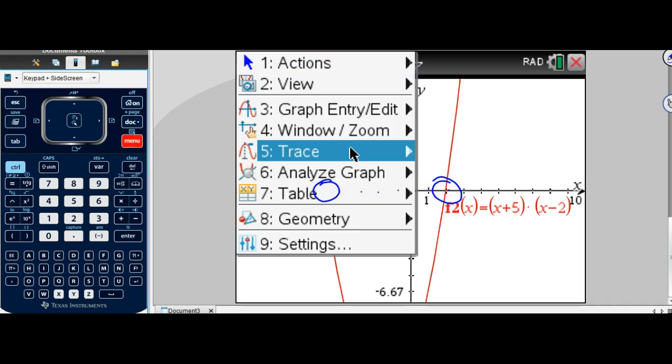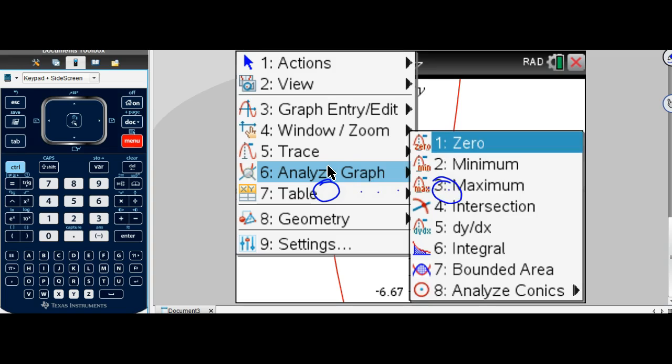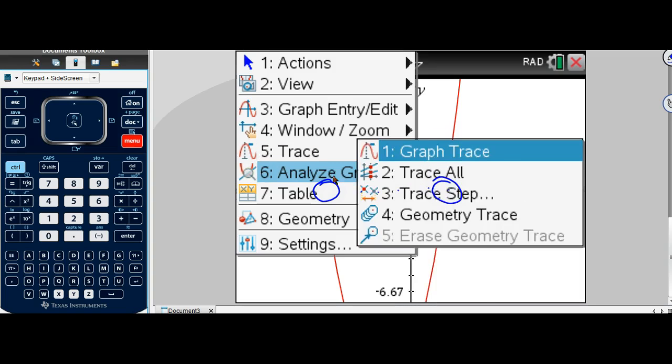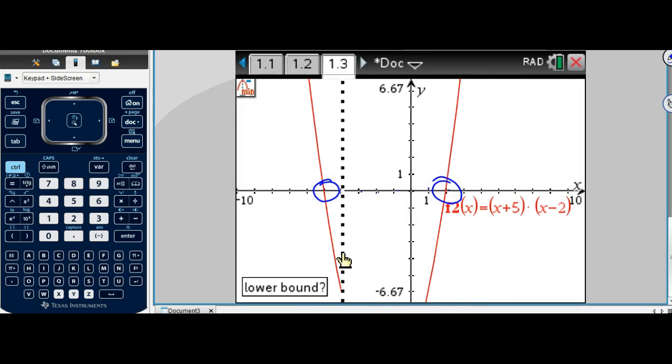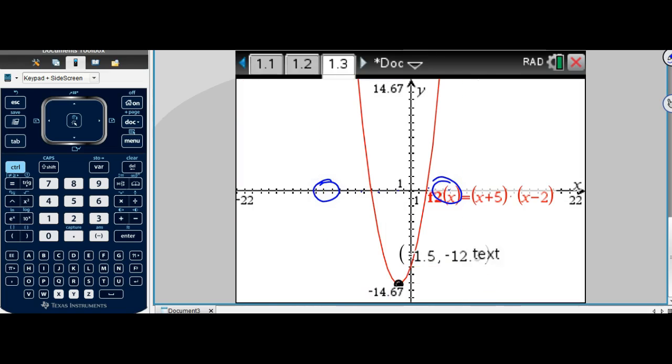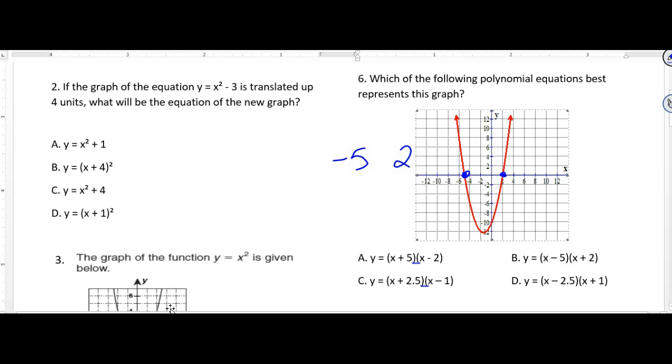If I find the vertex, I'm going to analyze this time to find the vertex, which is the minimum. It's somewhere between here and here. And it's -1.5 and down 12. So look at my graph here. That's about -1.5 and down about 12. That is my right answer.